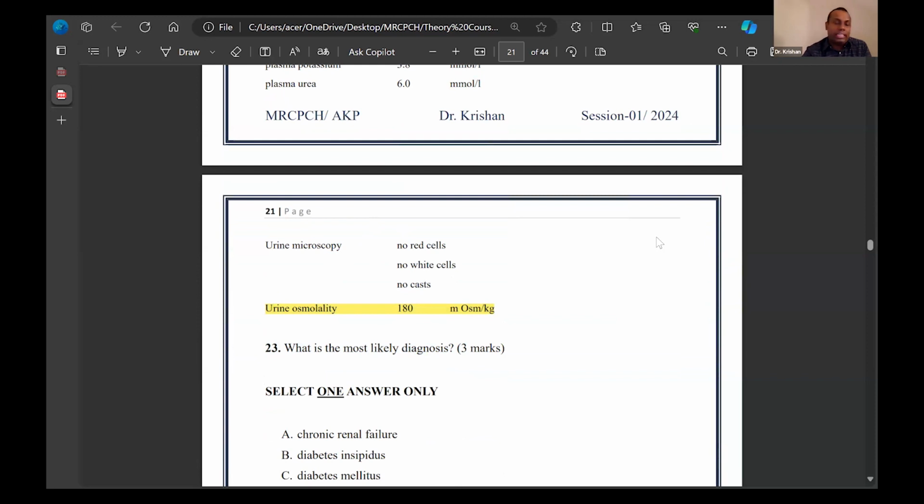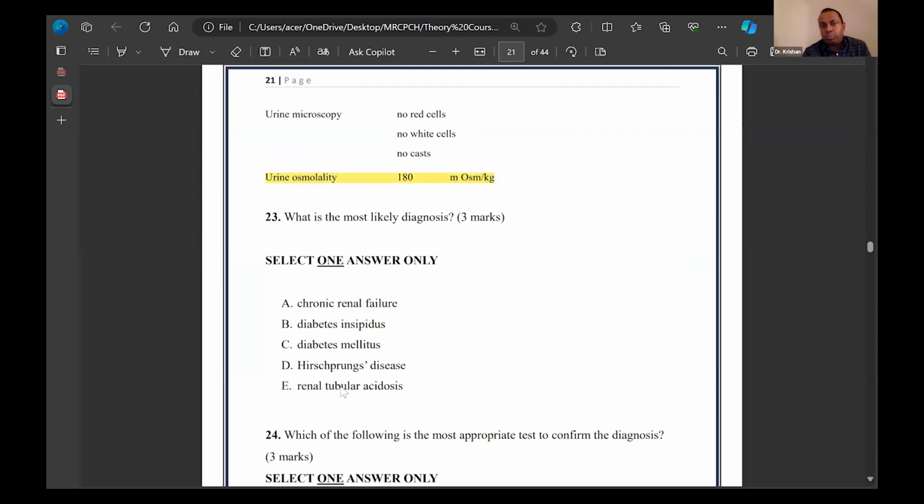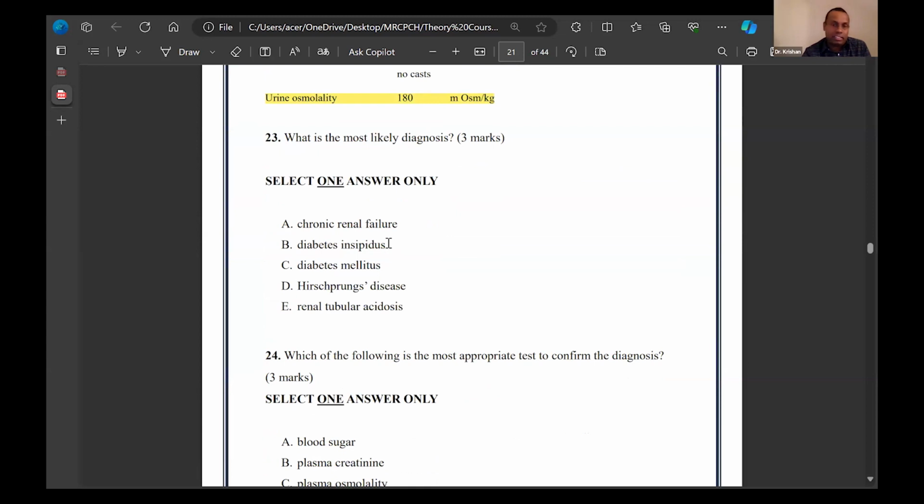So what do we have to know here? Urinary osmolarity is low, plasma sodium is high. What does this mean? Child is passing diluted urine. The plasma will be concentrated because of water loss. That is why they have high sodium. So what is the likely condition here? Low urine osmolarity with high sodium. So the diagnosis should be what? Diabetes insipidus. So this is the diagnosis.